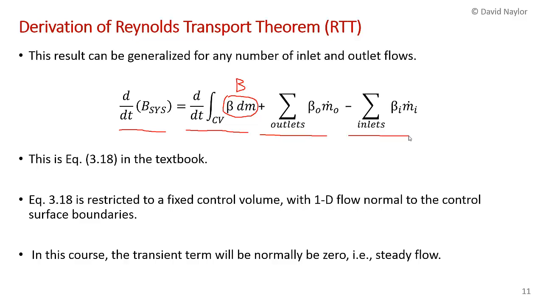It's the equation we're going to use most often in this course. You should keep in mind that it's restricted to a fixed control volume, so a control volume that's not moving in space or deforming, and it requires the assumption of one-dimensional flow with the flows being normal to the control surface boundaries. But nevertheless, it's a really handy equation. We're going to use it in this course, and we're going to use it most often with this transient term set to 0 because we're considering steady flows.